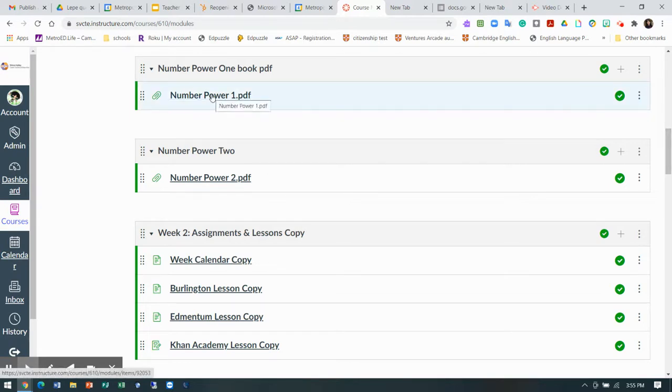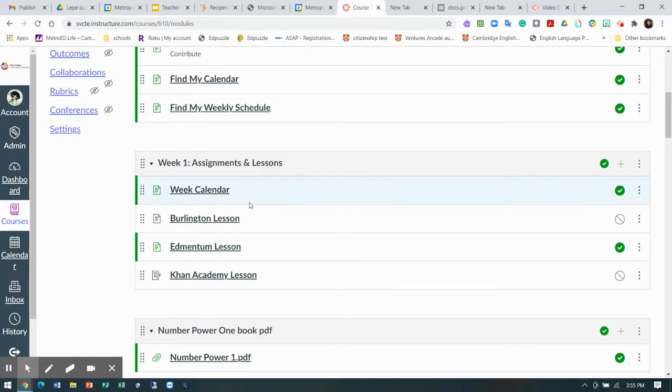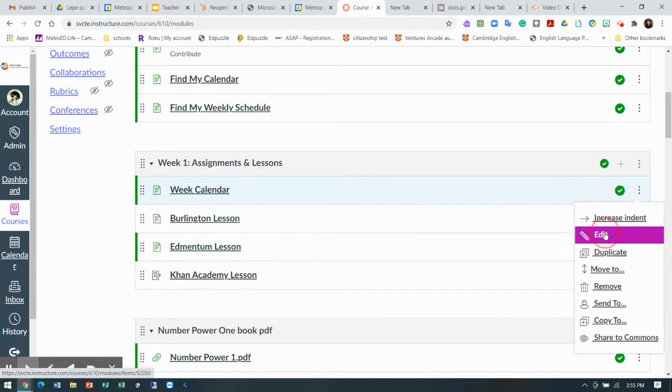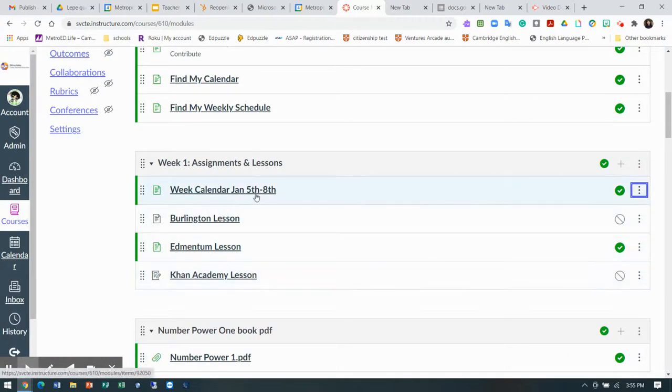If you're having them work on Number Power Book 1 in the PDF, you can give them directions in their week 1 assignments and lessons, so the week calendar. If I were going in here, the first thing I would do is edit for the math. If I'm having my reading and writing, I'm going to have my week calendar from January 5 through the 8th, so that if I'm a student, that's going to jump out at me. I'll be able to see it straight away.